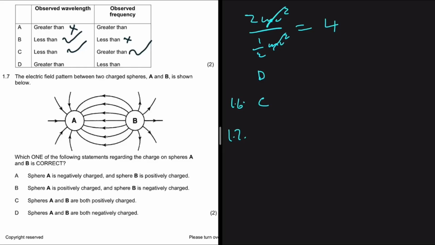Which one of the following statements regarding the charge of spheres A and B is correct? Sphere A is negatively charged, right? We know fully well that that is true. And then sphere B is positively charged. Yeah, that is true because the electric field lines are radiating outwards, right? So before we go any further here, our answer for 1.7 is A.